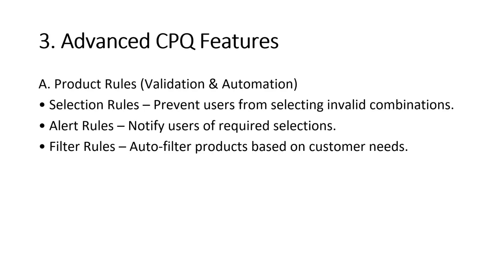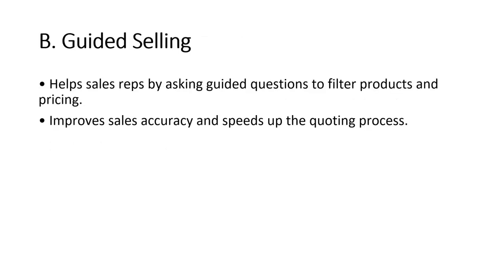So let's understand the advanced CPQ features. There are product rules, which offer validation and automation. With the help of product rules, we can build selection tools that help prevent users from selecting invalid combinations while creating bundles. Alert rules notify users of required selections. Filter rules auto-filter products based on customer needs. Guided selling helps sales reps by asking guided questions to filter products and pricing, and this improves sales accuracy and speeds up the quoting process.